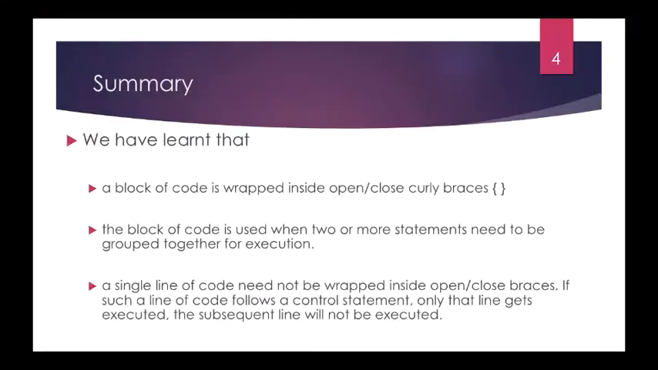To summarize, we have learned that a block of code is wrapped inside open and closed curly braces. The block of code is used when 2 or more statements need to be grouped together for execution. A single line of code need not be wrapped inside open and closed braces. If such a line of code follows a control statement, only that line gets executed. The subsequent lines will not get executed, as we have seen in the example.